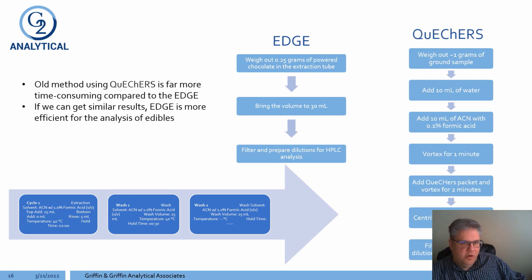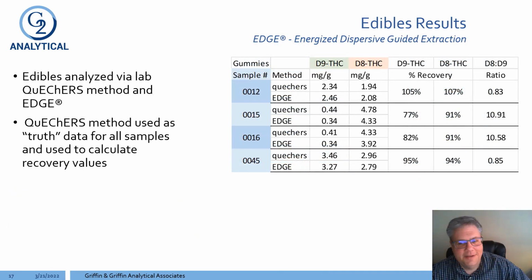So this is why this kind of sample prep was very intriguing to me, because one, it could be automated, but two, it simplifies it. So let's take a look at some of the results. Okay, here are the results for the edibles, the gummies specifically.